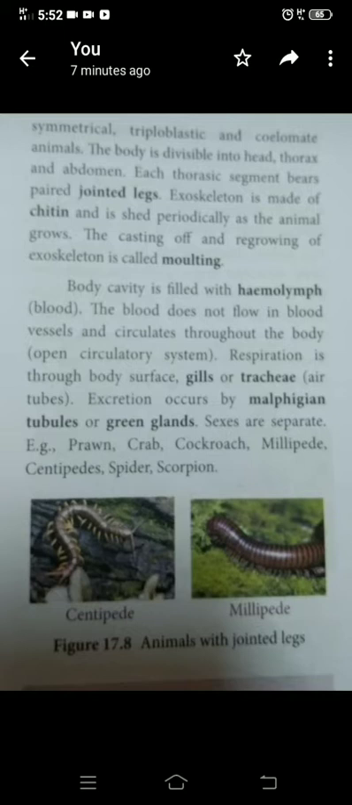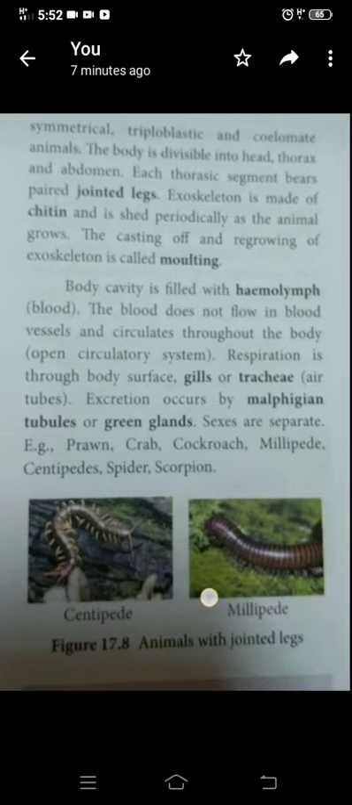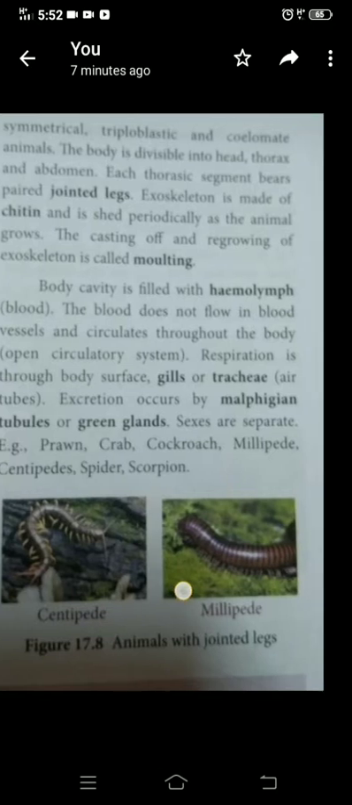Down here, one activity is given. Identify the following pictures of arthropods. Which type of arthropod is given? The first one is a scorpion. The second one is a spider. Third one is a cockroach. Fourth one is a crab. Fifth one is a prawn. Everything has an exoskeleton and jointed legs. So the question is asking which type of arthropod it is.